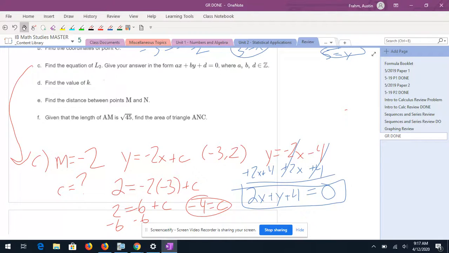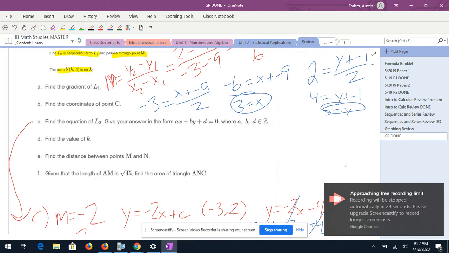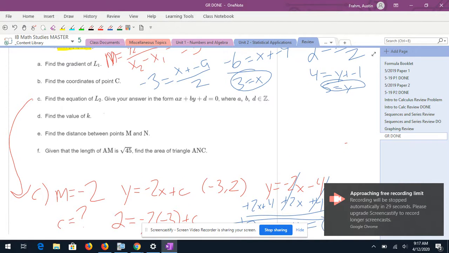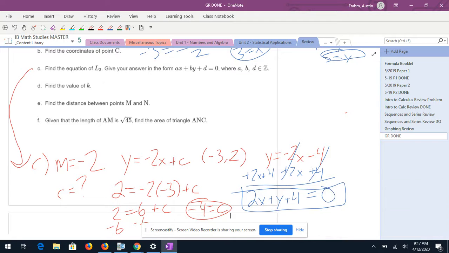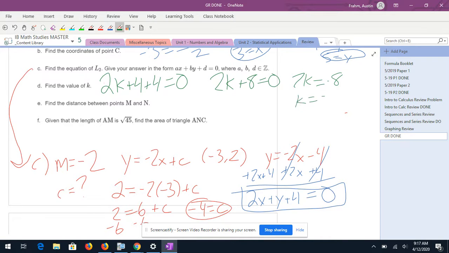Part D, finding the value of k. Well, point N is at (k, 4). So if I plug 4 in for y into my equation, I can find k, which is the x-coordinate. So it would be 2k plus 4 plus 4 equals 0. That simplifies to be 2k plus 8 equals 0. Subtract 8 from both sides. We get that 2k equals -8. Divide both sides by 2, k equals -4.